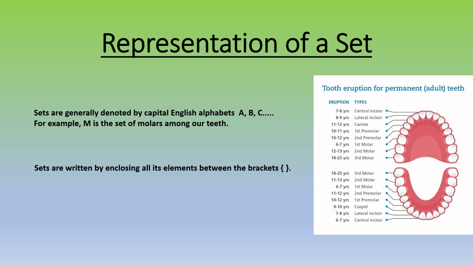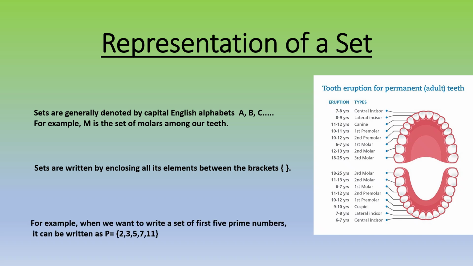Okay, for example, when we want to write a set of first 5 prime numbers, it can be written as P is equal to 2, 3, 5, 7, 11 and so on.